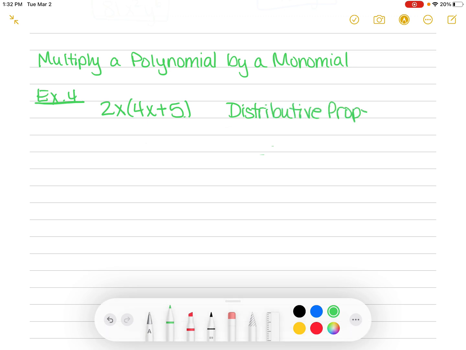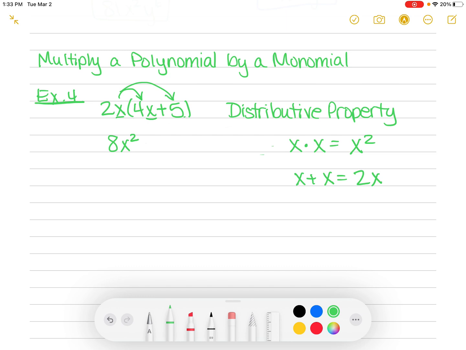And so that just means that I'm going to multiply everything inside the parentheses by the one that's on the outside of the parentheses. So I'm going to do 2x times 4x, and then I'm going to do 2x times 5. So when I do 2x times 4x, I get 8x squared. Remember, that's an x times an x, and x times x equals x squared. I don't know if y'all remember, but at the very beginning of the year, I said these two things you would have to know the difference in, okay?